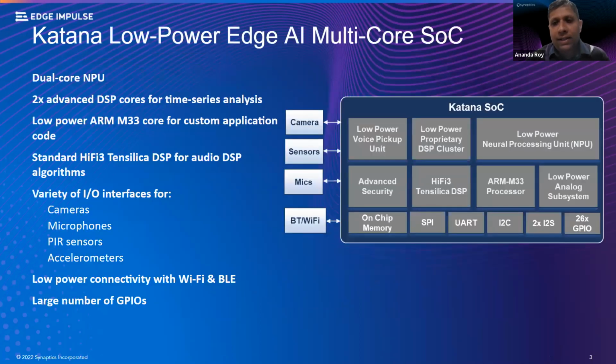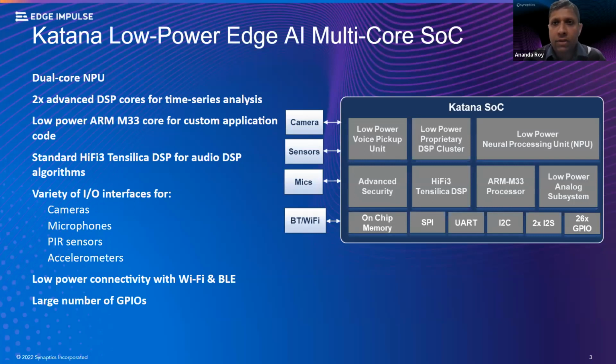So let's see what is inside this Katana SoC. It is a very capable SoC. You have 6 cores in it, 2 of them standard cores, one being an ARM M33 core, which can be used to write different kinds of application software, and the user can write their own code into that. We also have a standard HiFi 310 Tensilica DSP core from Cadence, where you can run a lot of other DSP algorithms of your own. And then we have 4 other cores which club up to what we call the low-power neural processing unit, where all the AI and machine learning models run.